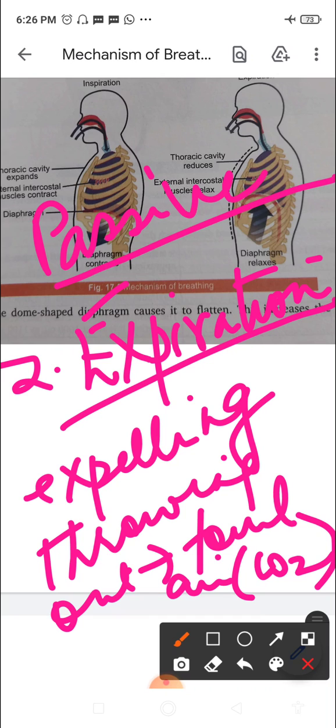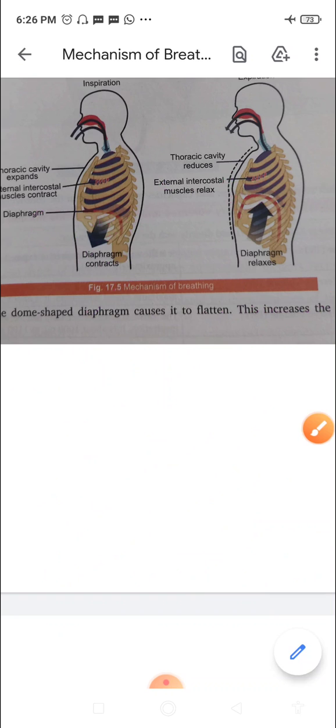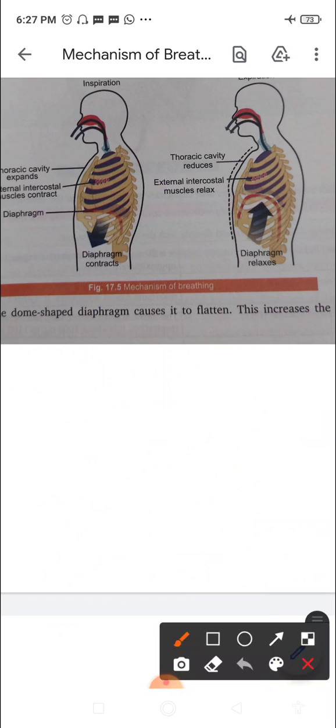Okay, now let's talk about the lungs. We know that lungs are in direct contact with the atmosphere. How? See, we are talking about the lungs. These are the lungs here. It is in direct contact with the atmosphere through the respiratory tract. Air from the atmosphere enters into the respiratory tract and directly enters the lungs. So the lungs are in direct contact with the atmosphere through the respiratory tract.